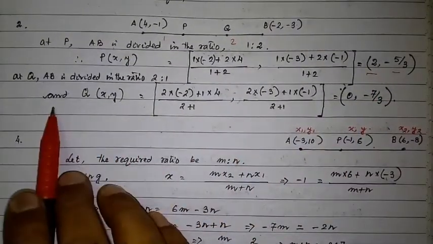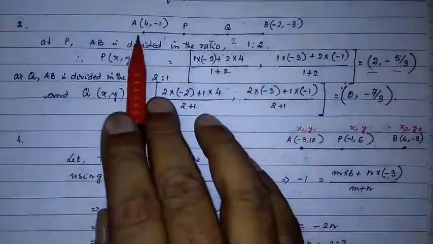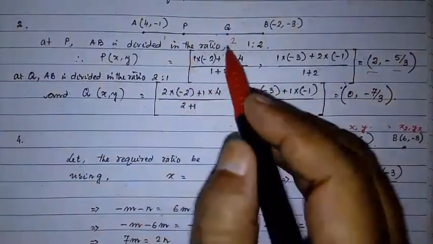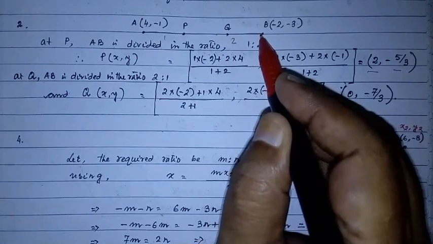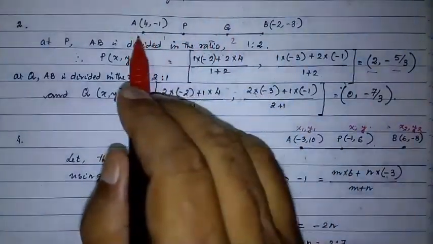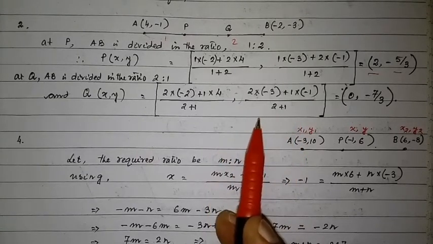Next, Q. Q divides the line segment AB in the ratio 2:1, because at Q there is 1 part to the right and 2 parts to the left. So 2:1 ratio. That is, Q divides the line segment AB in the ratio 2:1.